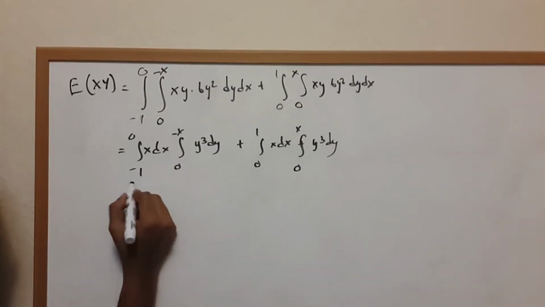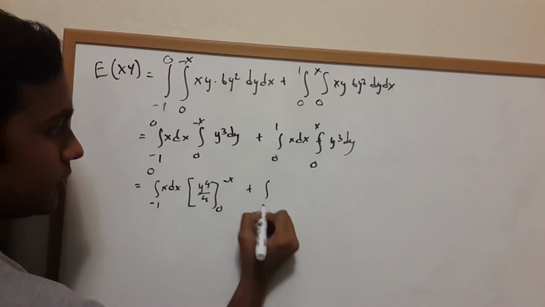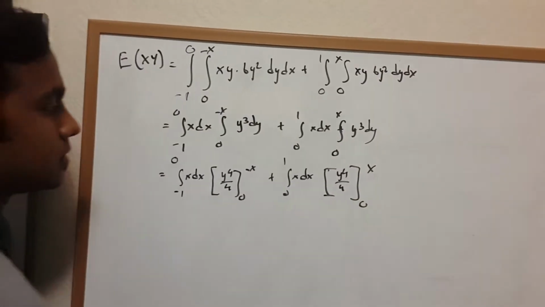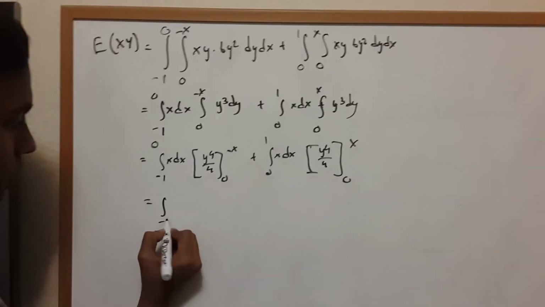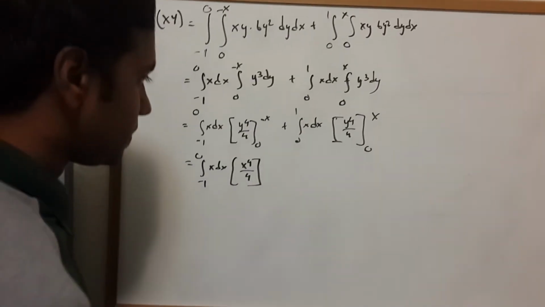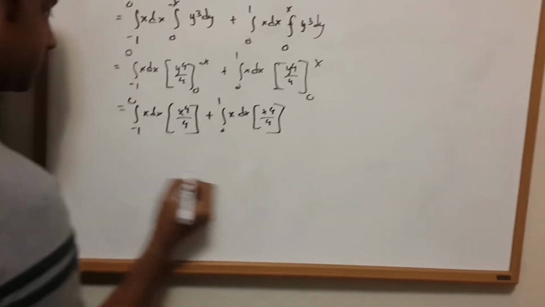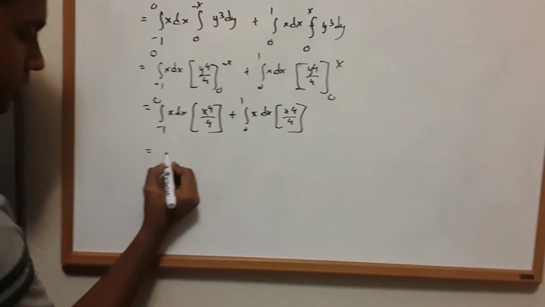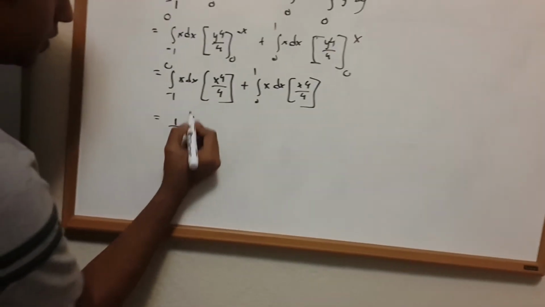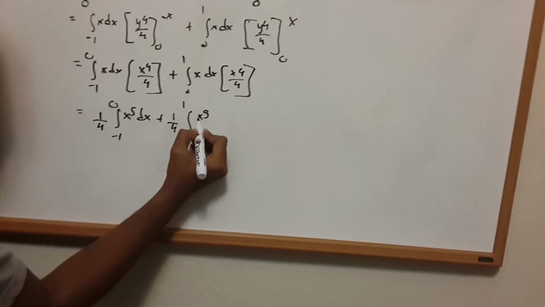So this is minus 1 to 0 x dx and y power 4 by 4 from 0 to minus x, plus 0 to 1 x dx, y power 4 by 4 from 0 to x. And now minus 1 to 0 x dx into x power 4 by 4, plus 0 to 1 x dx into x power 4 by 4. So the 4 comes out, it is 1 by 4, and x into x power 4 gives us x power 5. So 1 by 4 integral minus 1 to 0 x power 5 dx plus 1 by 4 integral 0 to 1 x power 5 dx.